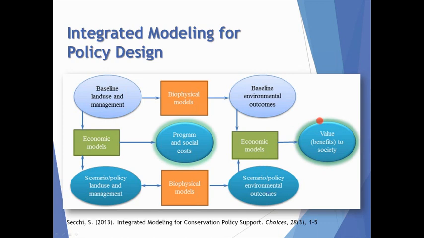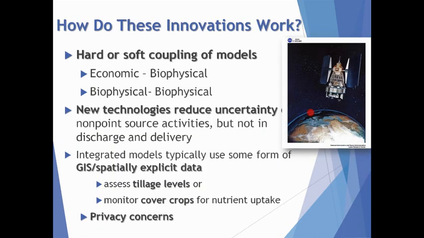So these are integrated complex models that are becoming more and more common because we have more and more complex questions to answer. How do they work? Well, they tend to couple economic and biophysical models. In some cases now we're coupling biophysical and biophysical models. So we'll run something through a water quality model and then through a carbon sequestration model or a life cycle analysis model to look simultaneously at the impact on water quality and the impact on carbon sequestration.